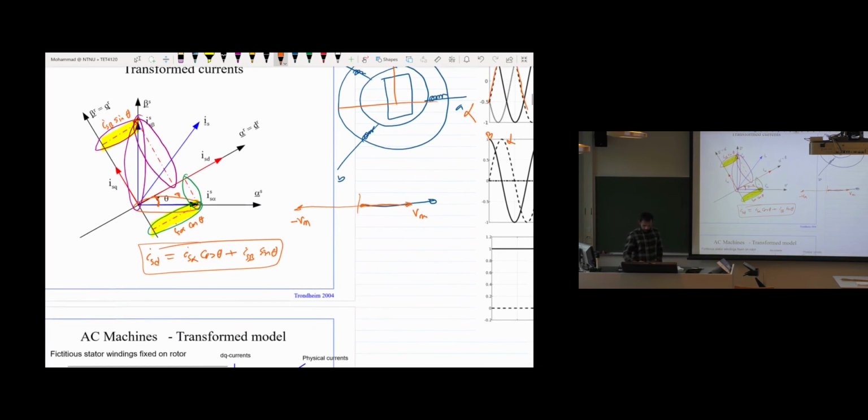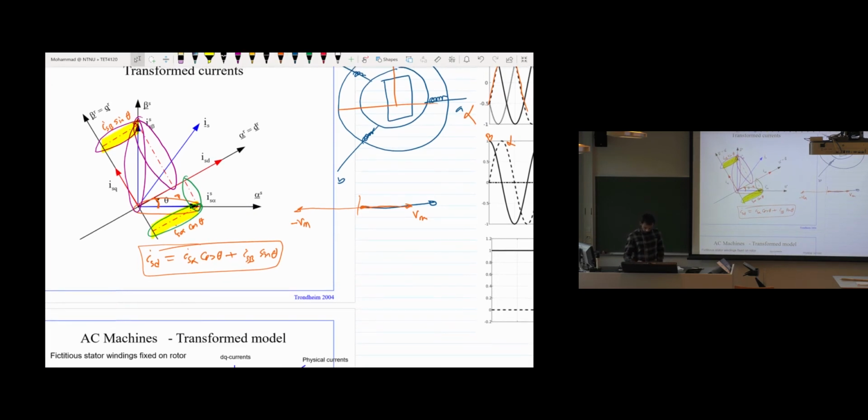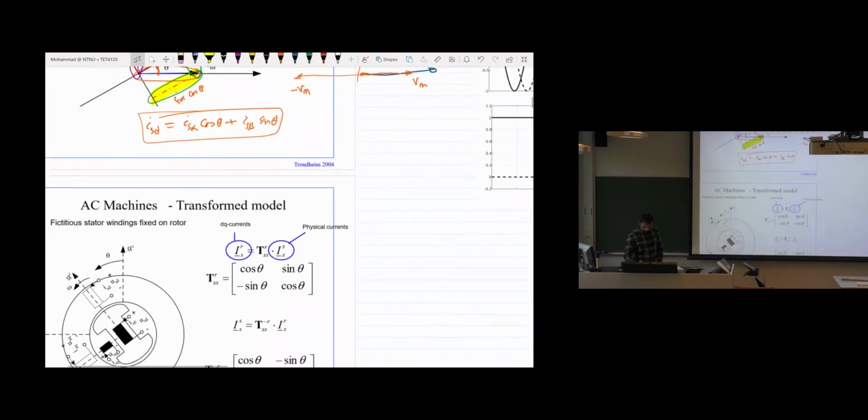And similarly, we can also write it for the Isq component. And then if we present them in matrix form, it will give us something like this, where we have Is alpha and Is beta, and here is Isd and Isq. So if we have anything in abc, you can convert it into alpha beta, and then finally get the dq components.